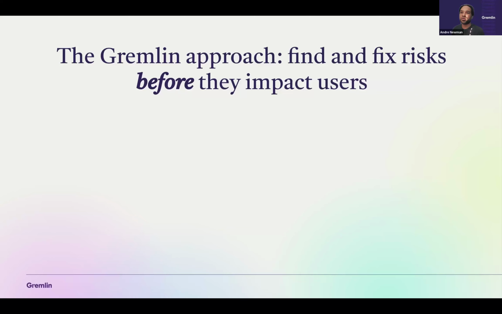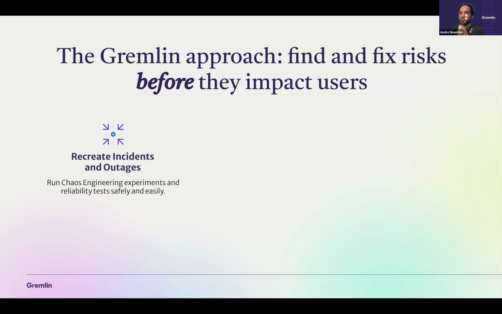Teams that start out with Gremlin usually start by recreating past incidents and outages. Right, the only way to really understand the resiliency of your systems, just like their security, is to test them. So we give you a suite of different reliability tests and chaos engineering experiments that you can choose from and customize to recreate basically any kind of outage you could think of. But we also include those pre-built reliability tests to give you a bit more guidance in case you're not sure where to start or want to know what industry best practices are out there.